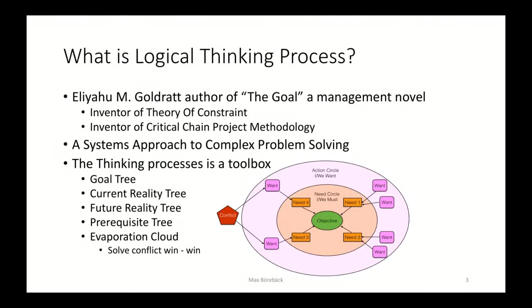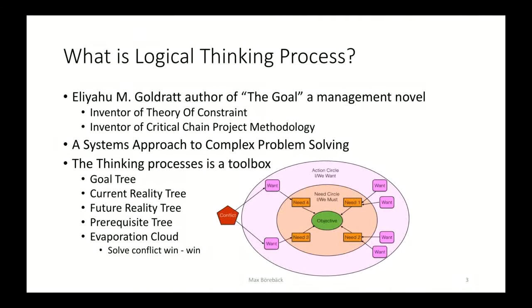Logical thinking process is about a system approach to complex problem solving. And in this toolbox we have the goal tree, the current reality tree, the future reality tree, the prerequisite tree and the evaporating cloud. The goal tree is defining the future, your goal and the system boundaries.